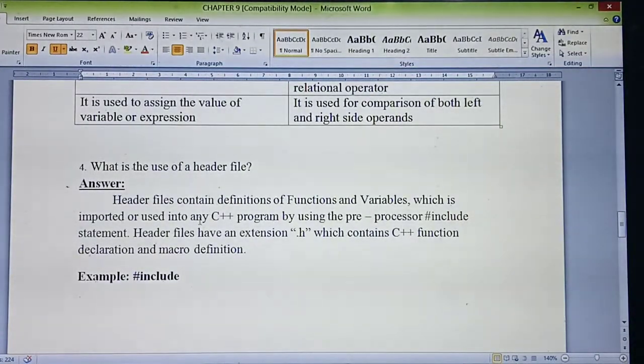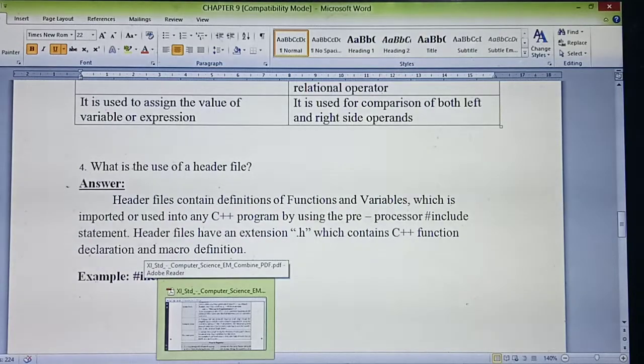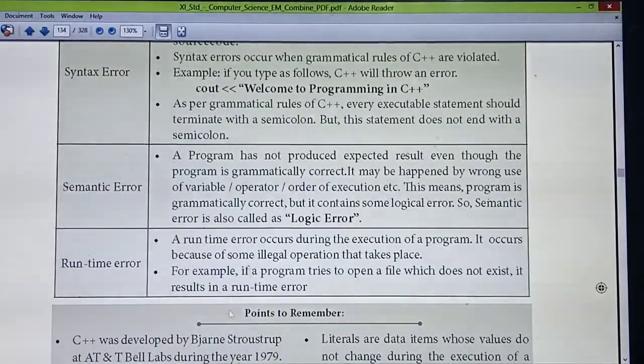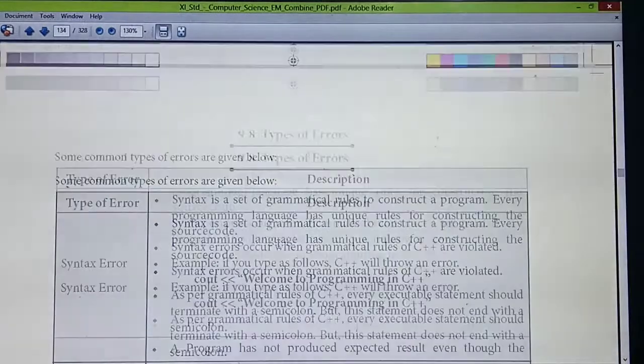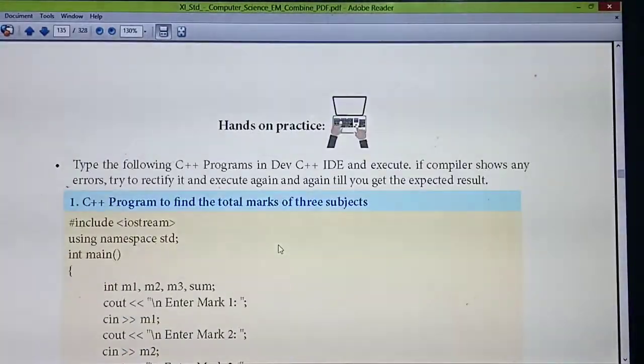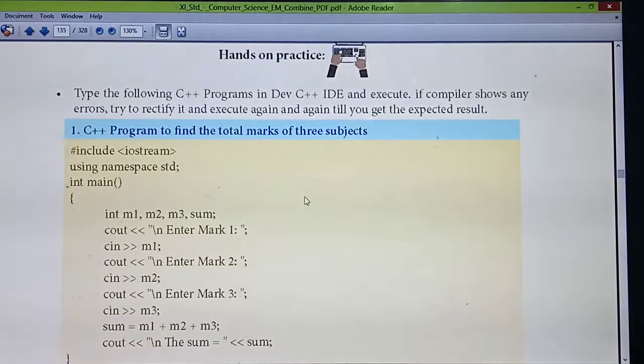Completed? Yes, those are completed. So take a textbook. Okay, those are completed. Take your textbook, page number 129. So I will see hands-on practice programs. Okay, so I'll explain. Listen carefully.